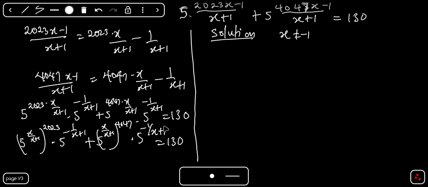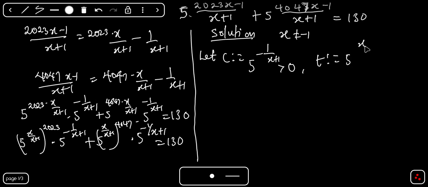So let's make some substitution. Let c be equal to 5 raised to the power of minus 1 over x plus 1, and in this case c is greater than 0. All right, and we can also say let t be equal to 5 raised to the power of x over x plus 1, where x cannot be equal to negative 1. Let's take note of that also.